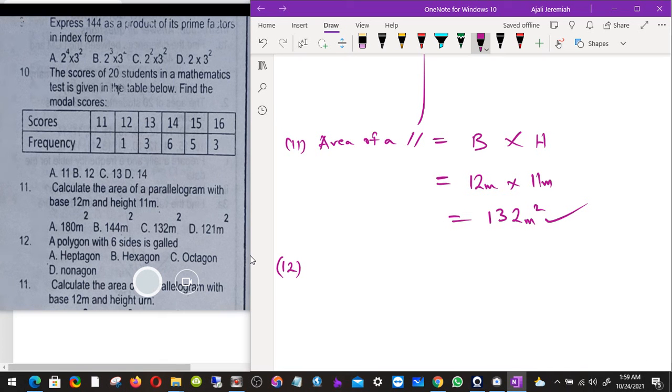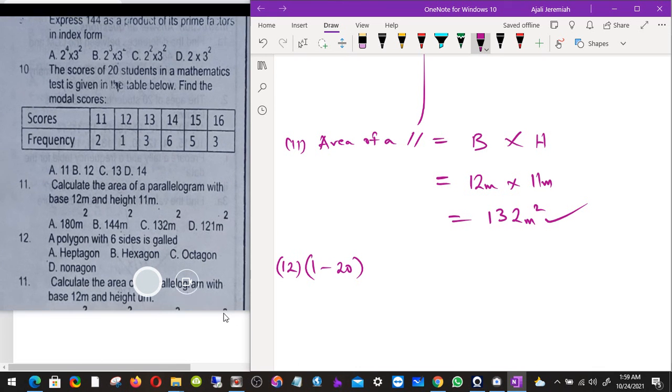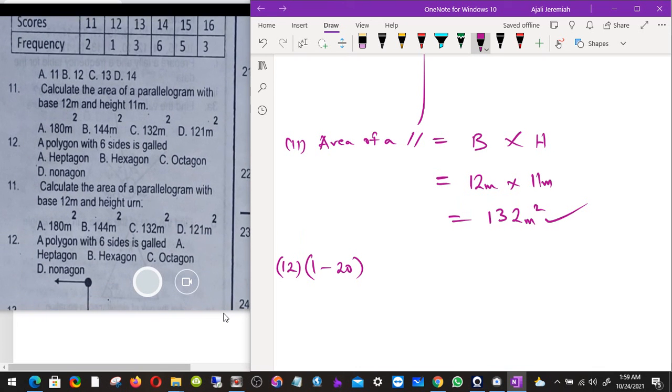Okay, number 12. A polygon with 6 sides is called a hexagon. You should know the various polygons from 1 to 20 at least. Okay, so 6-sided polygons are called hexagon.